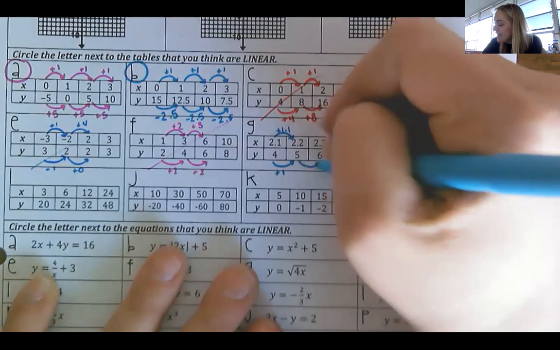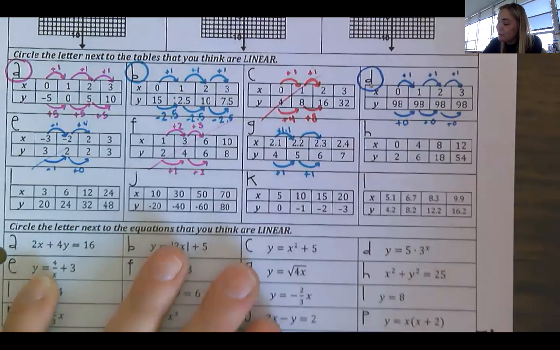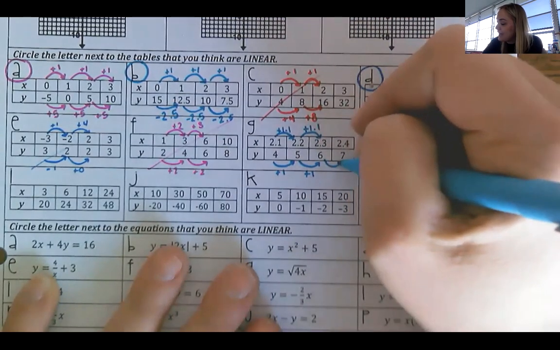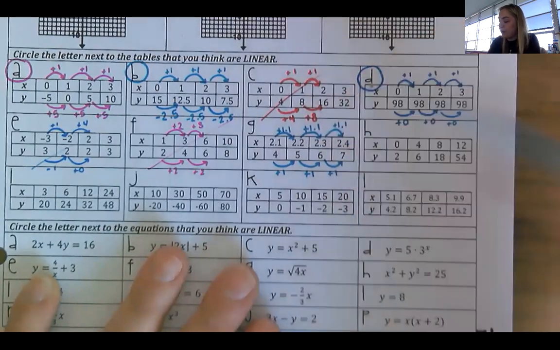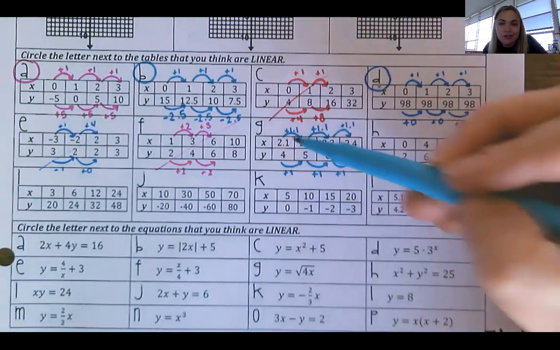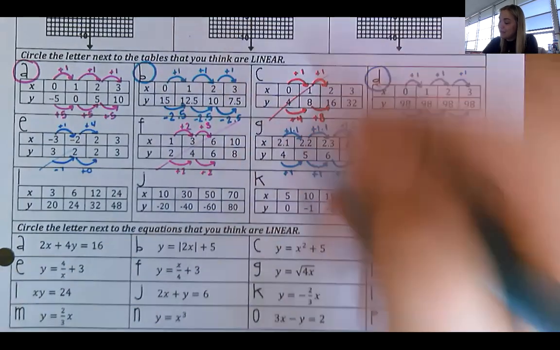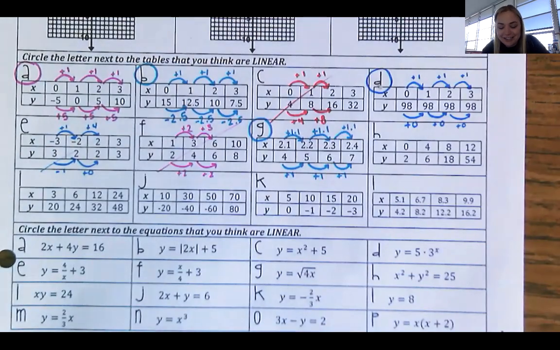5 to 6 is adding 1. And then 2.2 to 2.3 is adding 1.1. From 6 to 7, I add 1. And from 2.3 to 2.4, I add 1.1. So I'm always going up 1 to the right 1.1. That rate of change stays consistent the entire time. So circle G. That is linear. Okay, let's look at H.